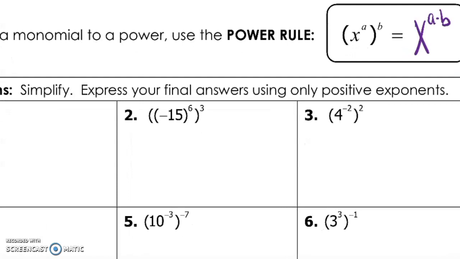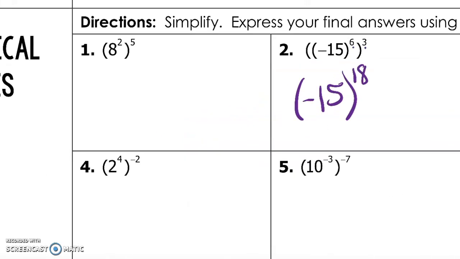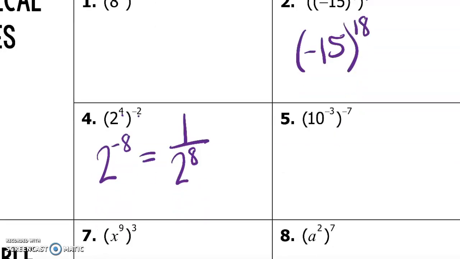So if we look at number 2, we're going to leave negative 15 in parentheses. 6 times 3 is 18. So negative 15 to the 18th. Number 4, you leave the 2. 4 times negative 2 is negative 8. So 2 to the negative 8, we need to write that then as 1 over 2 to the 8th. Negative exponents always go to the bottom of a fraction.